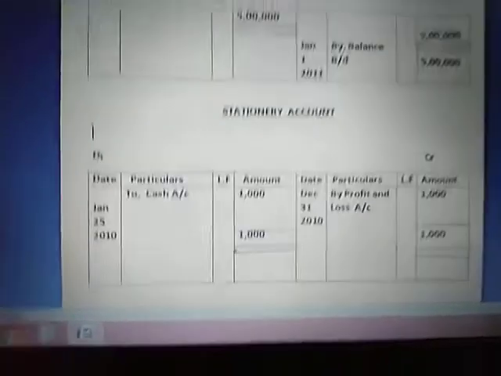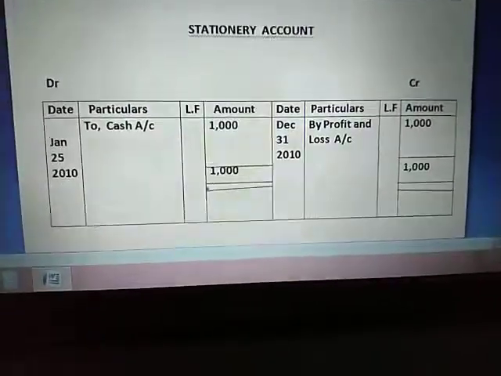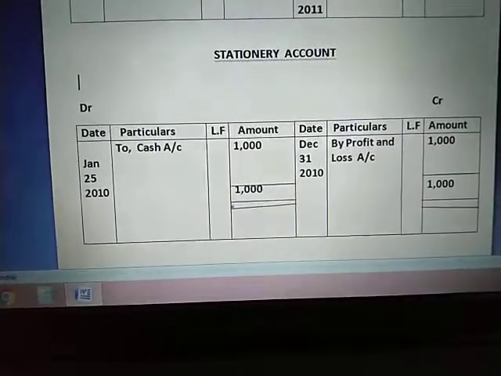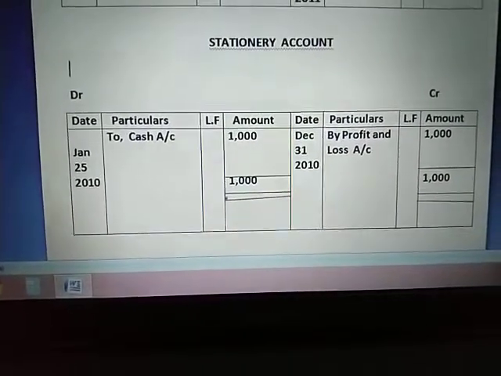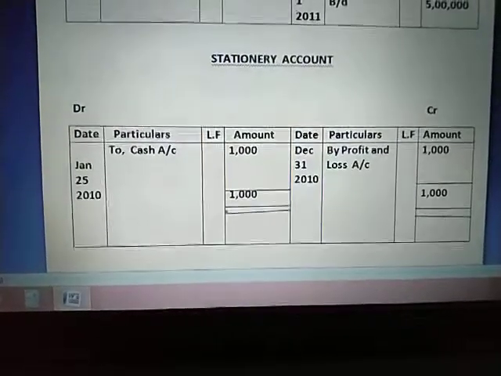Now comes the stationery account. Now since this stationery account is related to the profit and loss item, that means it is not directly related to your production of goods. Okay, so it is an indirect expense.